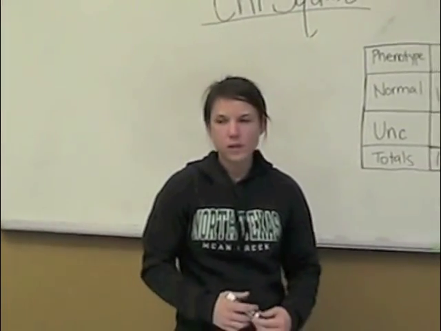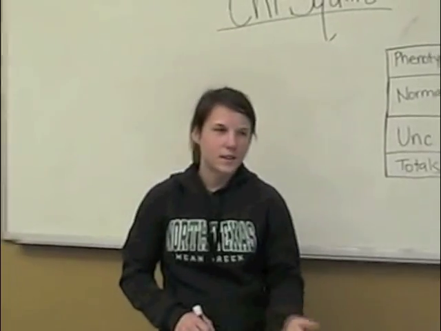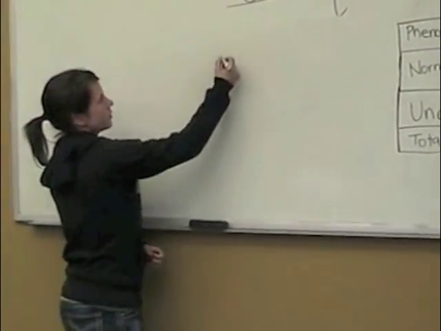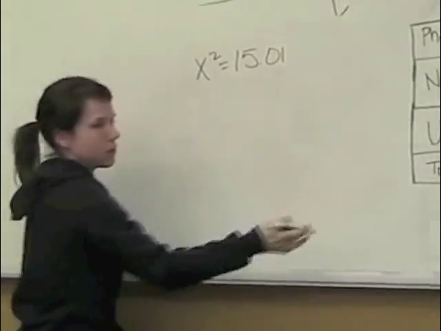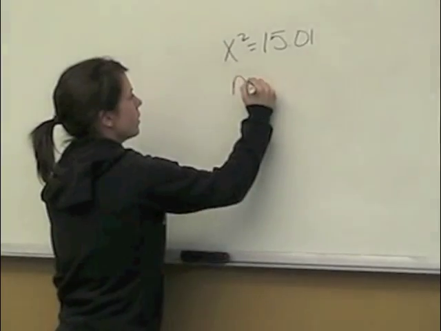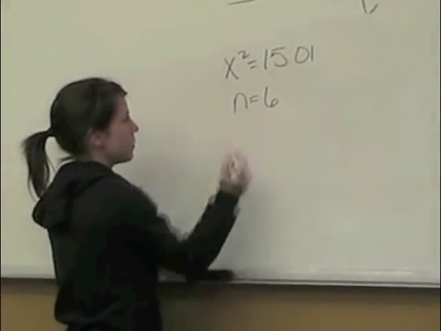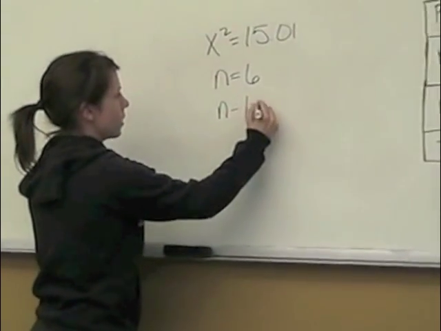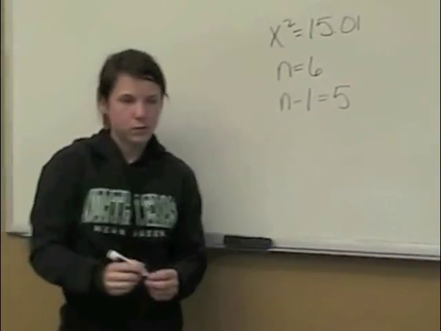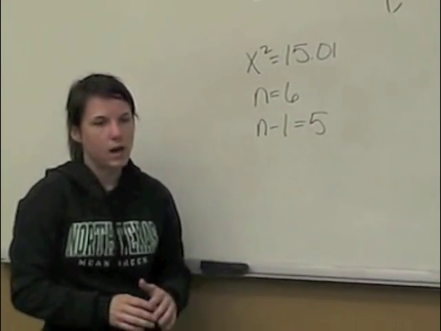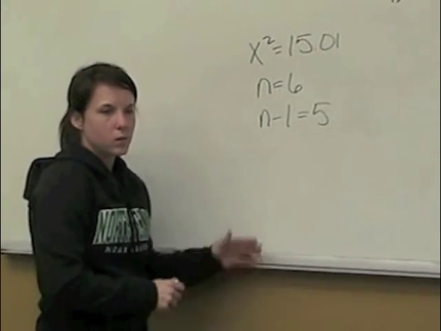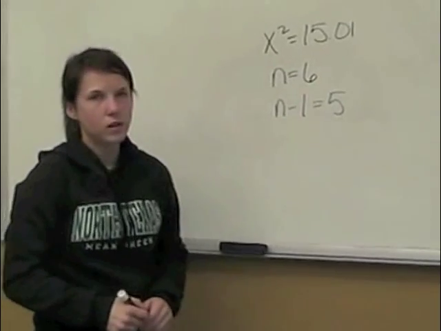Okay, so does anyone have any questions? Emmanuel? How do you determine if a value is rejected? That's a good question. So say we had an x squared value of 15.01 after our calculations. If our n equals 6, that means that our degrees of freedom, n minus 1, equals 5. So looking at your table, you can tell that that value falls outside of the required limit, which is lower than 0.05, and you would reject that value.